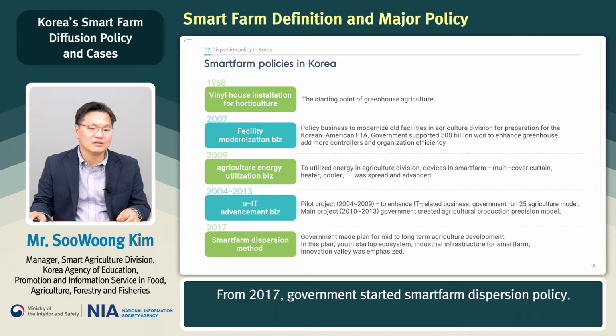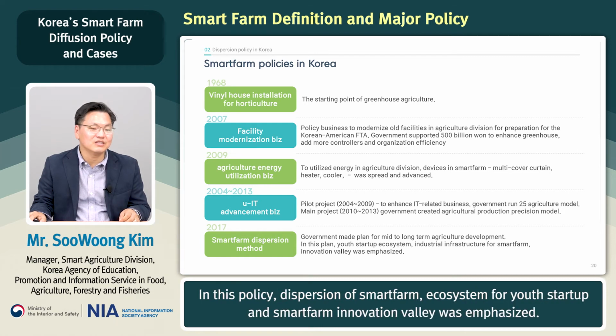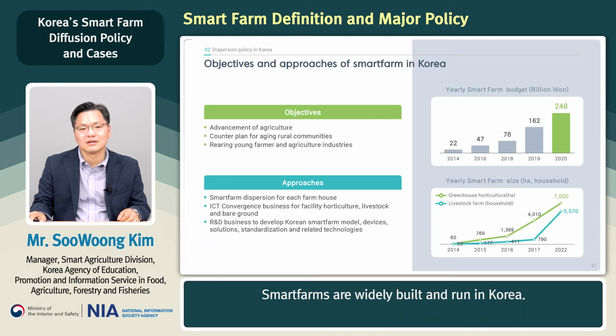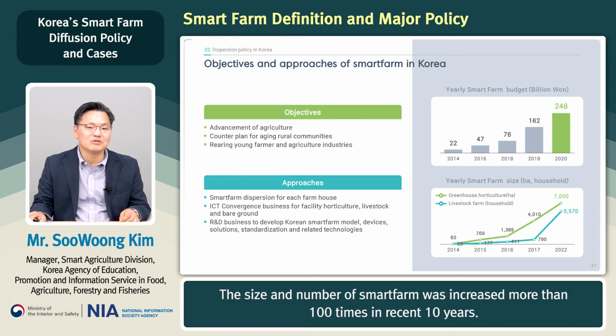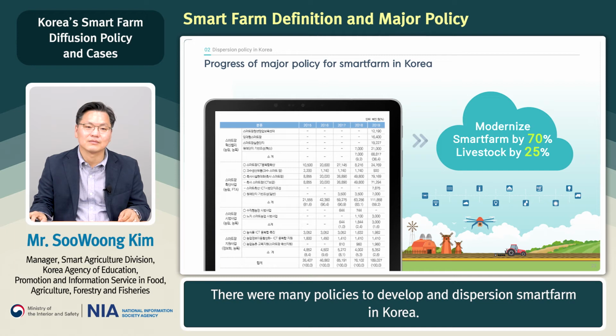From 2017, the government started the smart farm dispersion policy. In this policy, dispersion of smart farm, an ecosystem for youth startups, and the smart farm innovation valley were emphasized. Smart farms are widely built and run in Korea. The size and number of smart farms increased more than 100 times in the recent 10 years. There were many policies to develop and disperse smart farm in Korea.